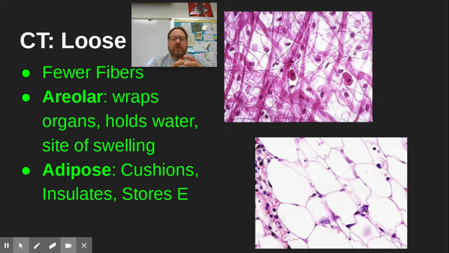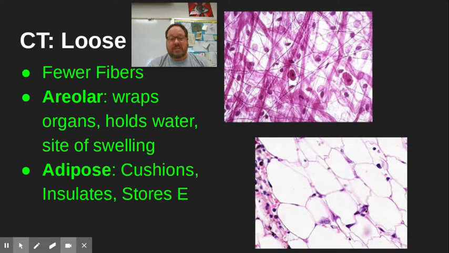Okay, so areolar tissue is sort of, I think of it as like a packing material in the body. It's a tissue that surrounds the organs of the body and helps, again, trap water because you need water surrounding cells in the body. If you get edema or swelling, a lot of times you get swelling in that areolar tissue. Another type of loose connective tissue is adipose tissue.